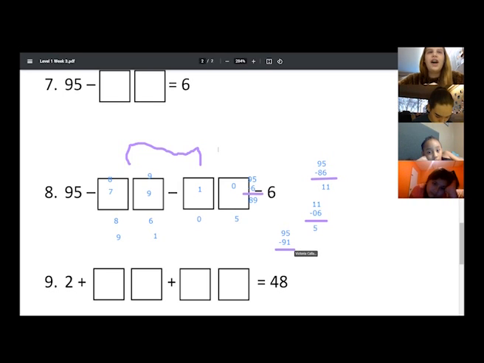Okay, if we do 95 minus 91, we're going to end up with 4, aren't we? And see, you have a subtraction sign here. You can't subtract anything from 4 to get 6. So that one's not quite going to work either. But it's a good try. Okay. I think we're out of time.